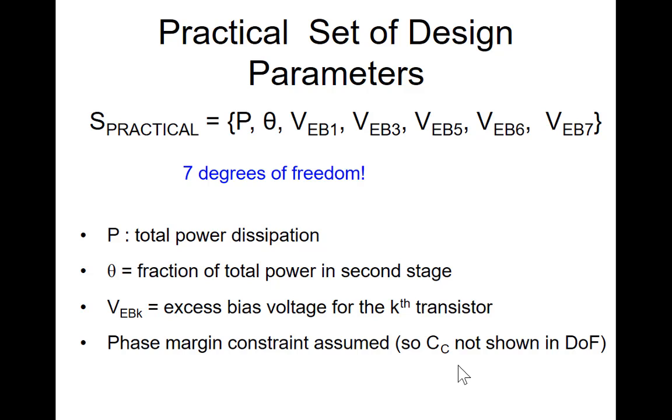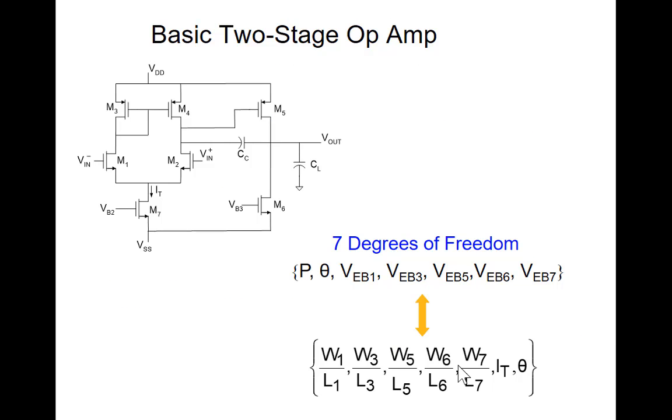The reason I picked 7 is what? Garrett, why do I pick 7? Yeah, 7 in your natural. And why did I have 7 in the natural? There were more than that to start with. Do you assume the phase margin constraint? I assume the phase margin constraint. 7 is the number of degrees of freedom. So if we're going to explore design space, the number of parameters you want to work with equals the number of degrees of freedom you have in your design. So I don't list C sub C in this list, since it's listed as a constraint.